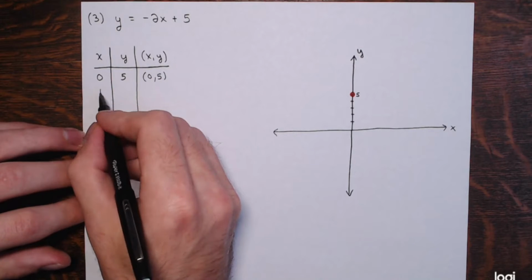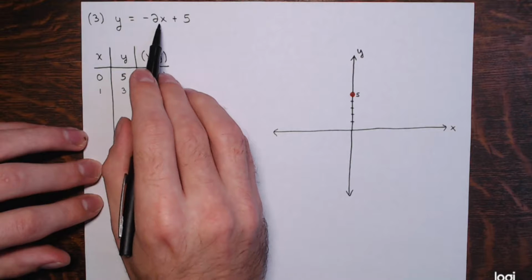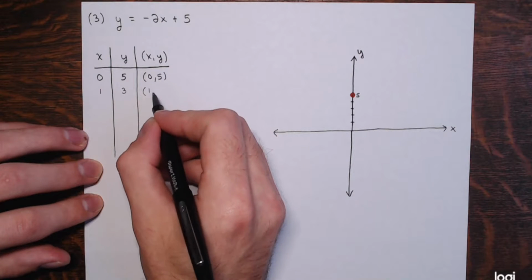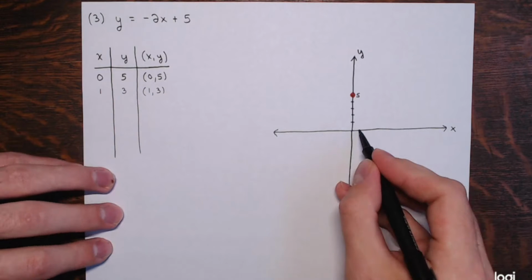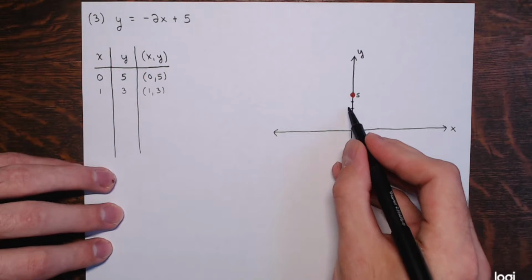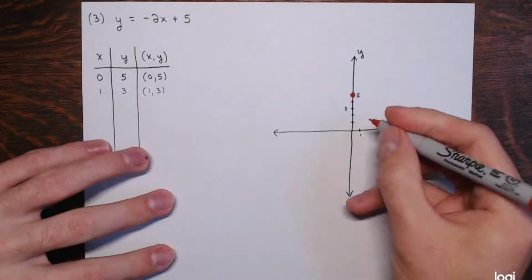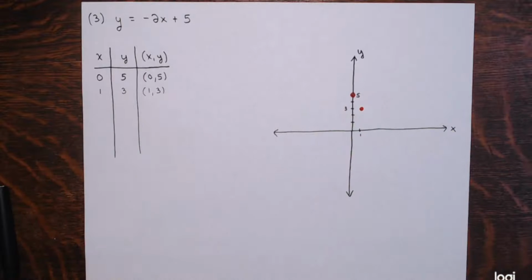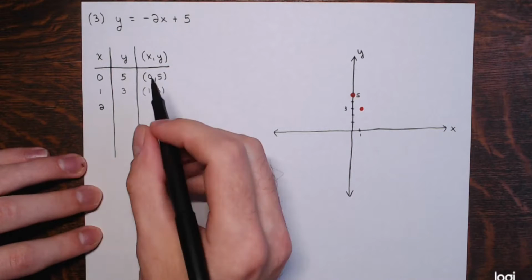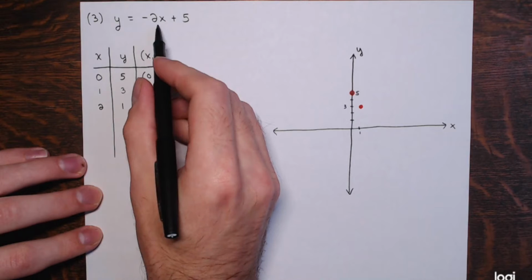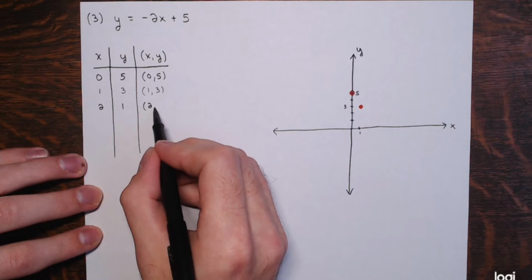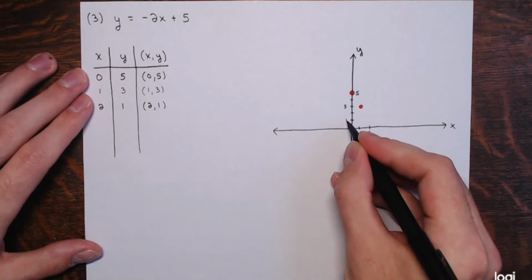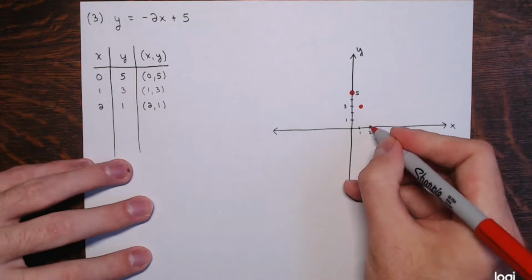If I plug in 1, we'd get 3. All right, negative 2 times 1 is negative 2, plus 5 is 3. Y would have to be 3. So 1, 3. So 1 on the x, 3 on the y. That would be this point here. Then plugging in 2, you get 1. Negative 4 plus 5 is 1. So x value 2, y value 1. So 2 on the x, 1 on the y.